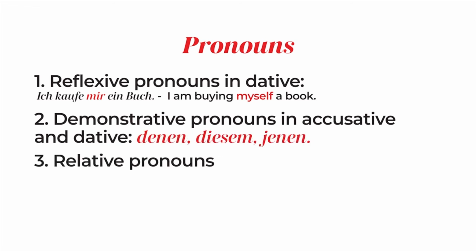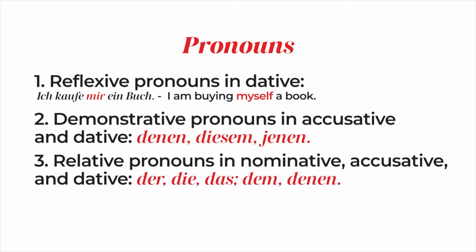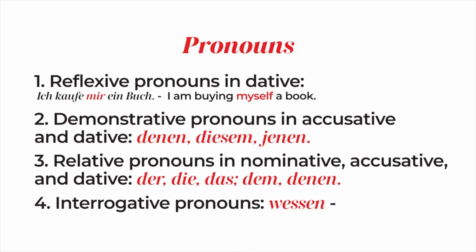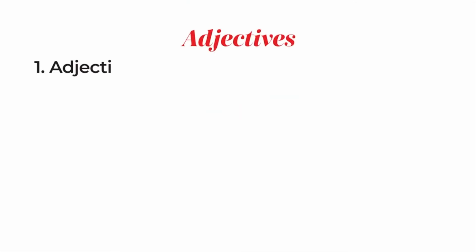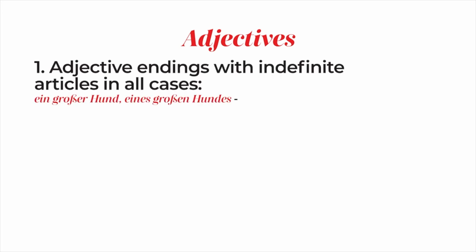Relative pronouns in the nominative and accusative and also the dative case. Der, die, das, dem, and denen. Interrogative pronouns, also known as question words, such as wessen, whose. Adjectives, specifically adjective endings with indefinite articles in all cases. Ein großer Hund, eines großen Hundes.